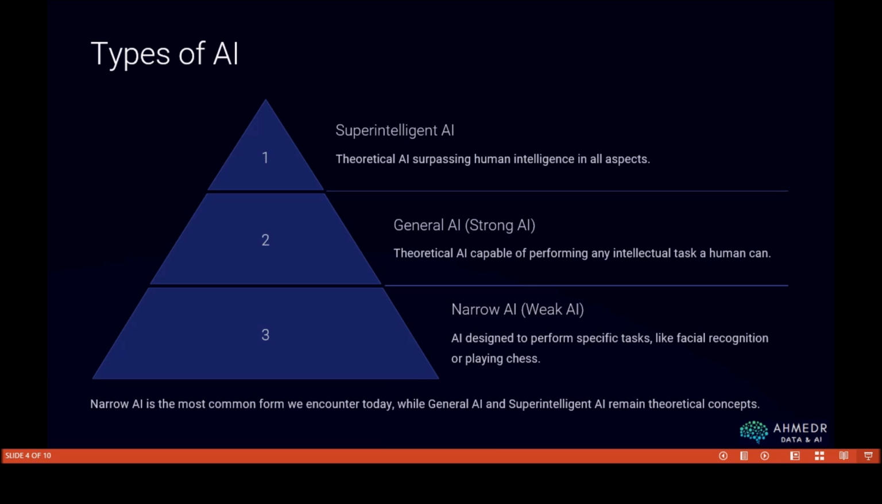Superintelligence AI would surpass human intelligence in all aspects, including creativity, problem solving, and decision making. This goes beyond general intelligence, since it would surpass human capabilities in every aspect, cognitive, emotional, and social. While this is still science fiction, researchers are exploring how to prevent and control such AI systems.